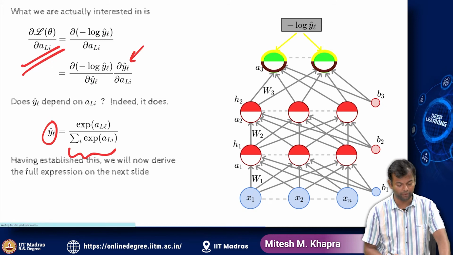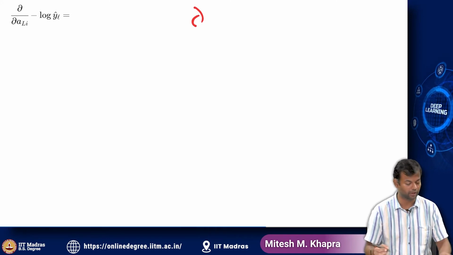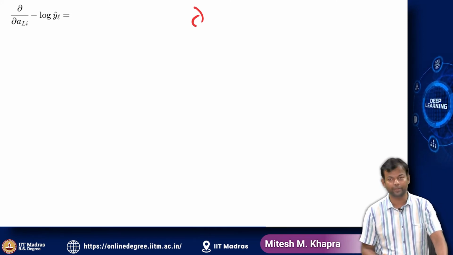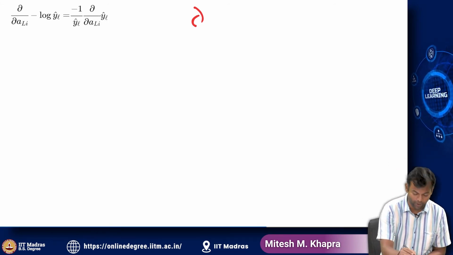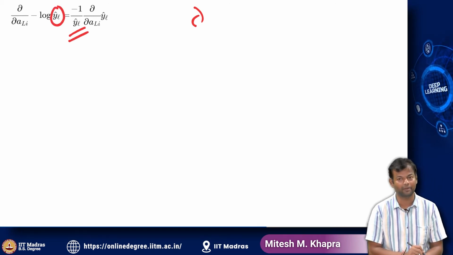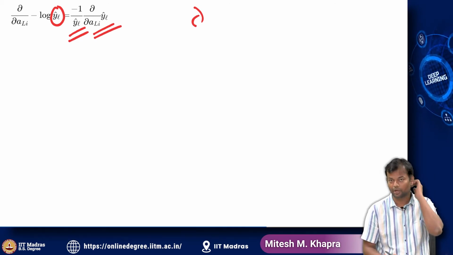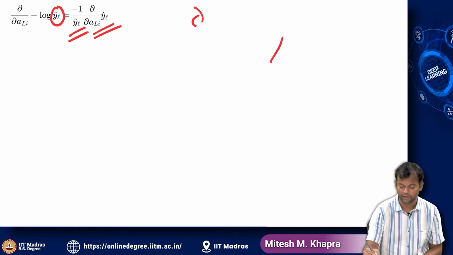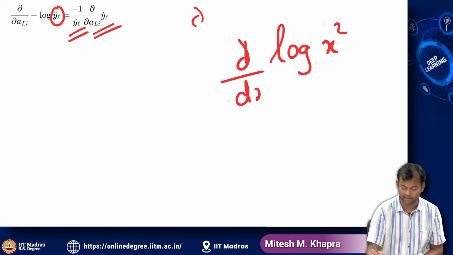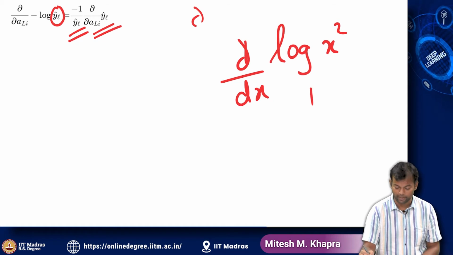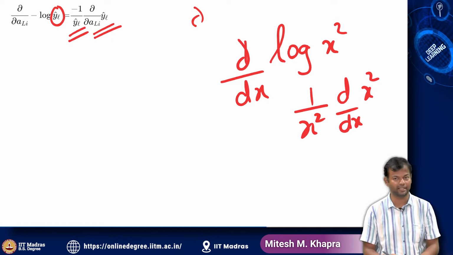Now this is a derivative of the form of log of a quantity with respect to a variable, and that quantity depends on that variable. So this would just be 1 by y hat L, and then the derivative of y hat L with respect to ALI, right? So this is just the chain rule applied. If you have the derivative of log of x square with respect to x, then you will first write it as 1 by x square and the derivative of x square with respect to x. The same thing is happening here.